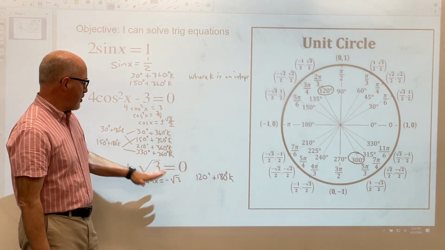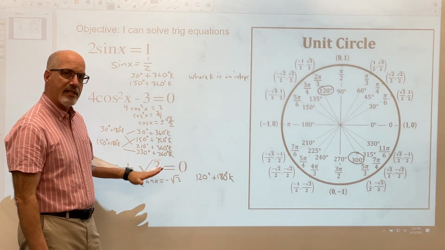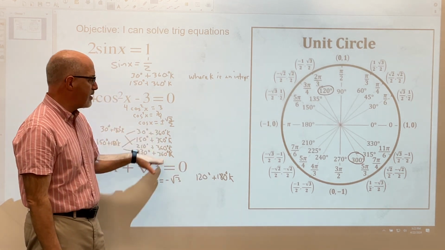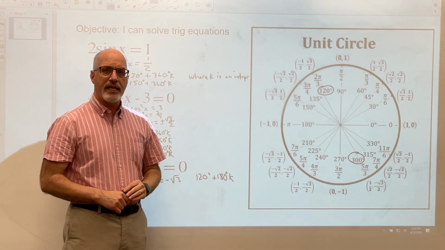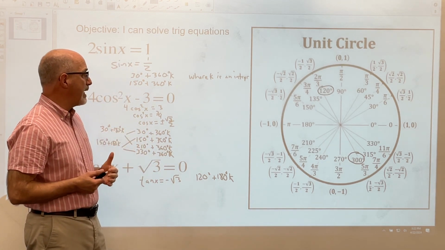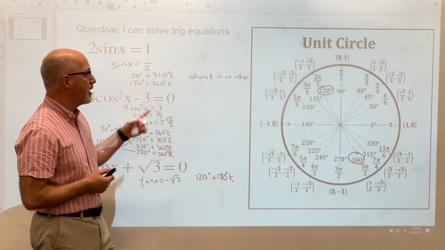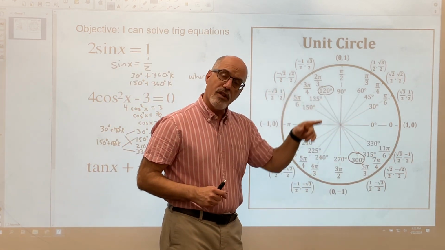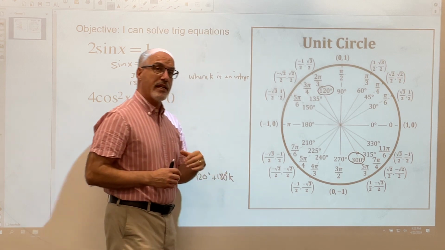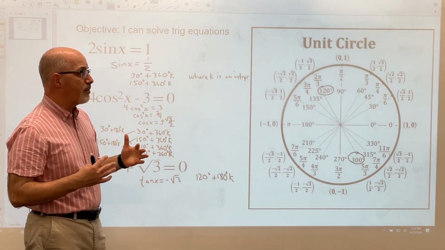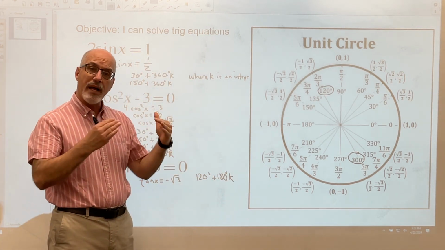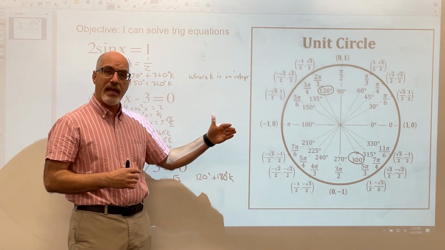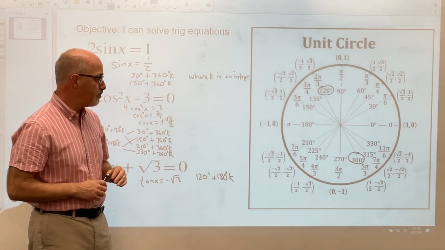So just remember tangent and cotangent have a period of 180, so that changes it from the typical of having 360k to 180k. If you were doing this in radians, for instance, this 30 degrees would have been pi over 6, and one full rotation to get a coterminal angle would have been to add 2 pi on. So it would have been pi over 6 plus 2 pi times k if I was doing it in radians.